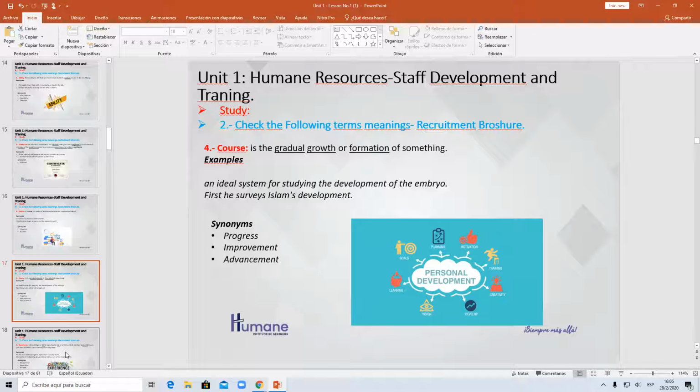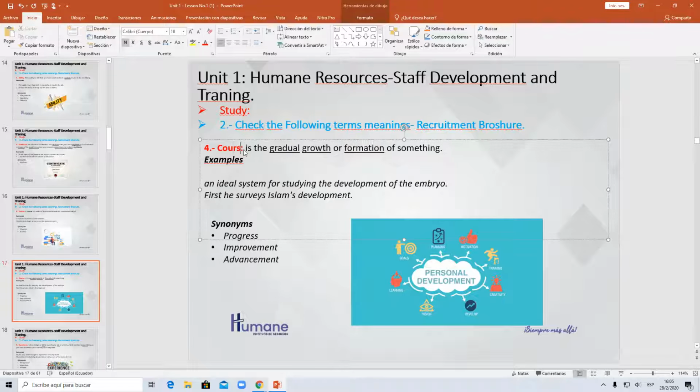Okay, personal development. Okay, it's the gradual growth or formation of something. For example, an ideal system for studying the development of the embryo. In this case, it's called biology. And first is to raise Islam's development.